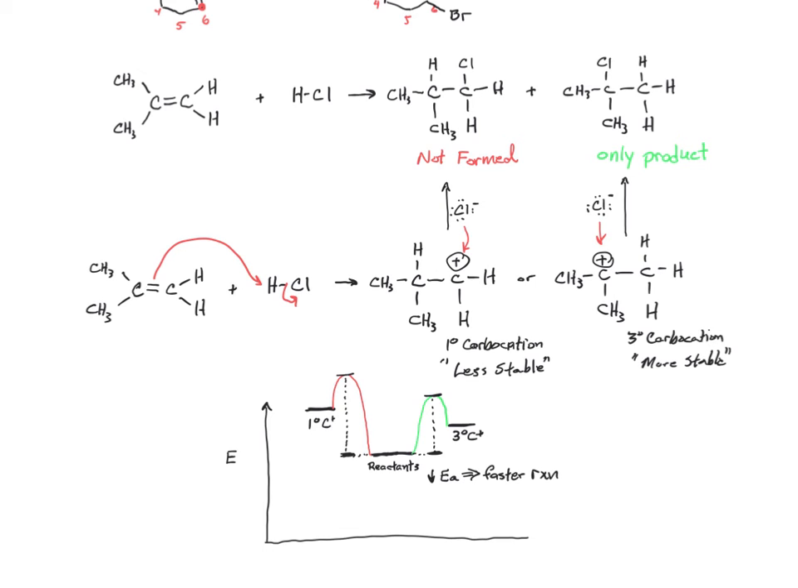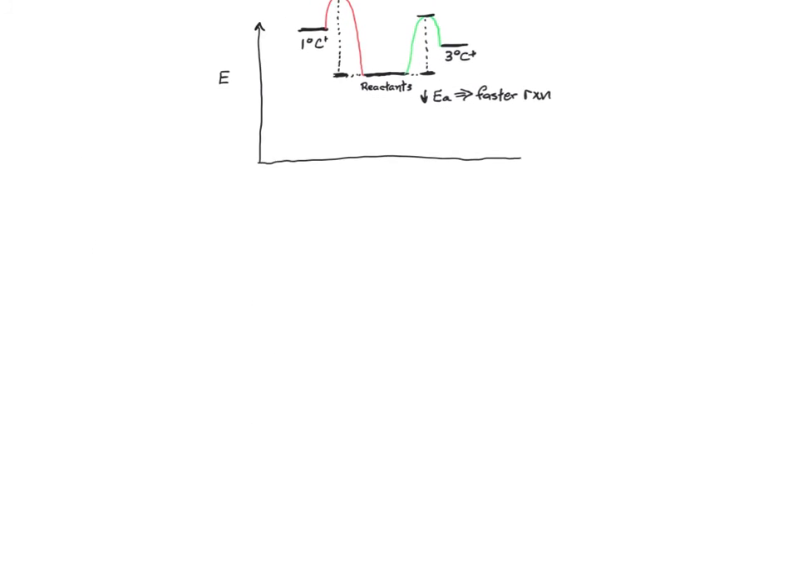Now there's one other thing that we need to look at with hydrohalogenation, and that is stereochemistry. And to explain stereochemistry, it's helpful to look at a cyclic system.